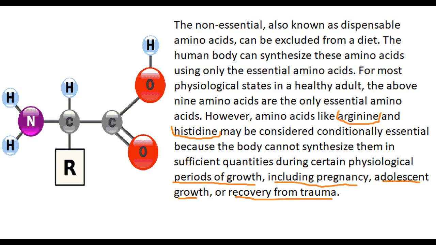The non-essential, also known as dispensable amino acids, can be excluded from a diet. The human body can synthesize these amino acids using only the essential amino acids. For most physiological states in a healthy adult, the above 9 amino acids are the only essential amino acids. However, amino acids like arginine and histidine may be considered conditionally essential because the body cannot synthesize them in sufficient quantities during certain physiological periods of growth, including pregnancy, adolescent growth, or recovery from trauma.